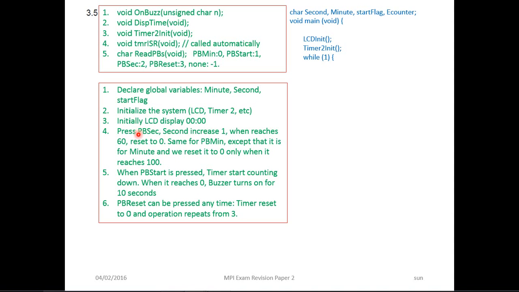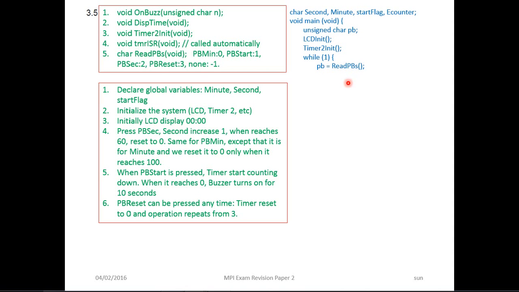For example, if PB second is pressed, variable second is increased by 1. If PB min is pressed, variable minute is increased by 1, and so on. Before that, we need to read the push button. We can use readPBs for this task. Here we use variable PB to store the return value, and so we need to declare variable PB.